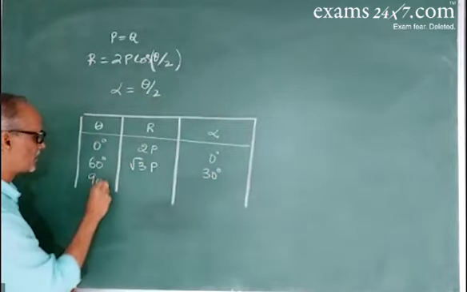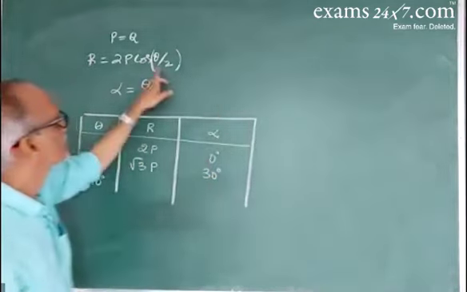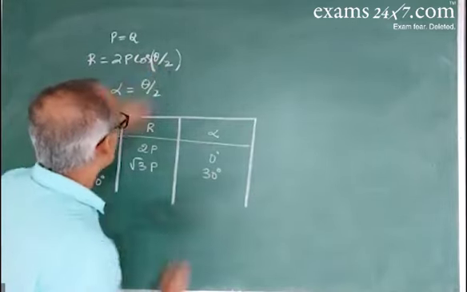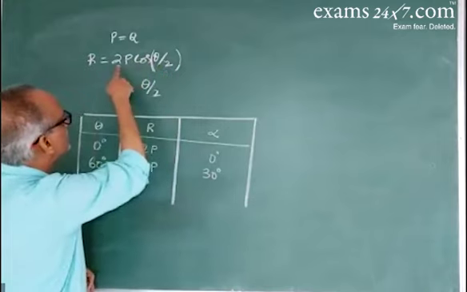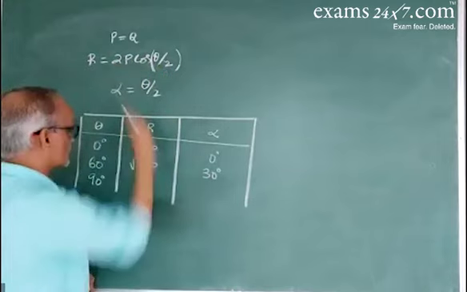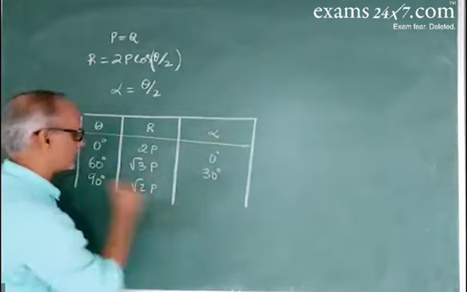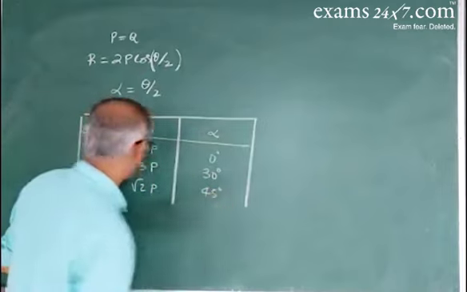And if theta is equal to 90 degrees, we get cos 90 by 2, which is cos 45, which is 1 by root 2, and here we have 2 by root 2, which is root 2, so therefore the resultant will be root 2 p, and then alpha will be 45 degrees.